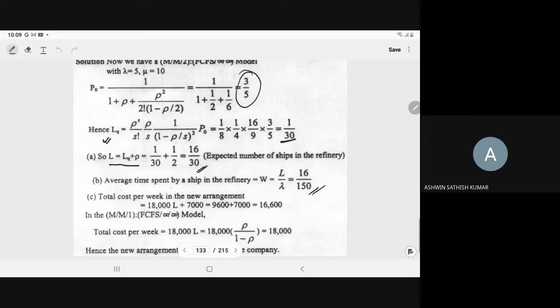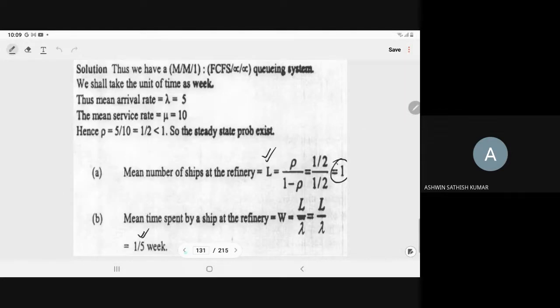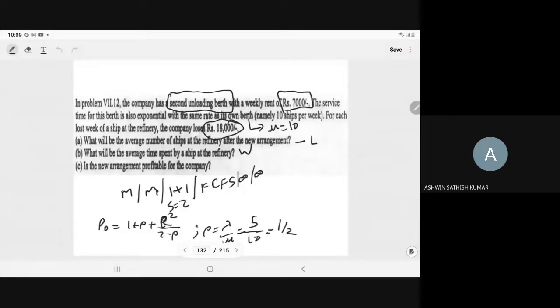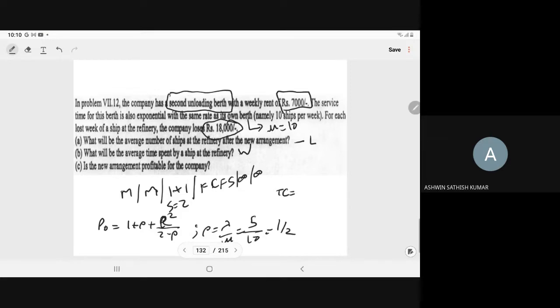Now in this case, one more piece of information is also given to you: the company has a second unloading berth with weekly rent of 7,000, and the service time for this berth is also exponential with the same rate. And for each lost week of a ship at the refinery, the company loses 18,000. So what will be the total cost?